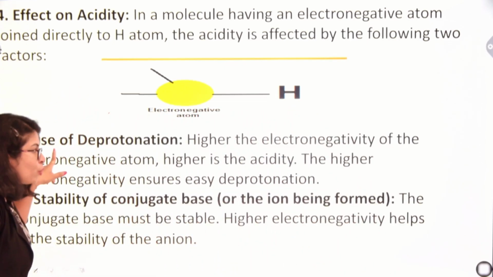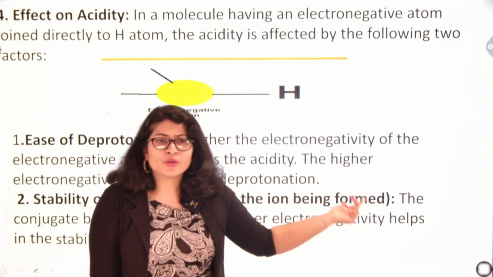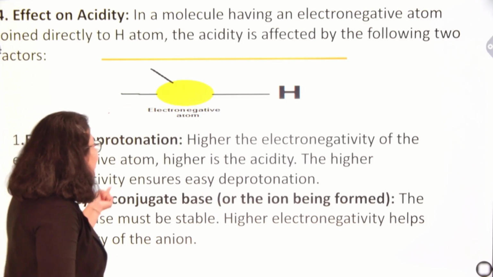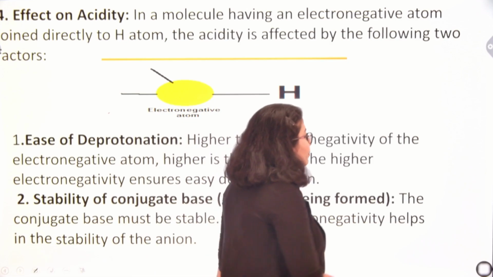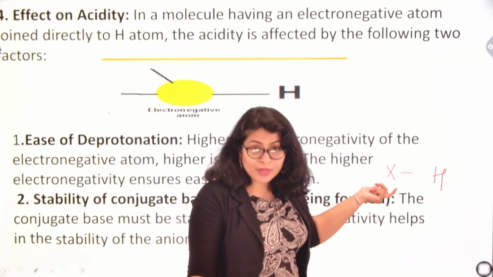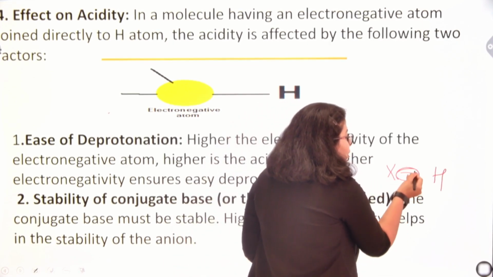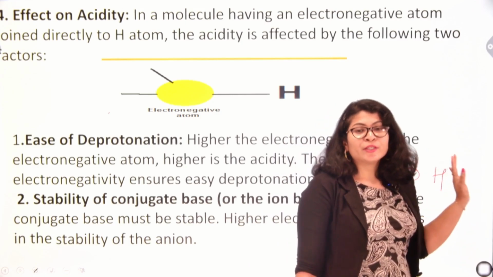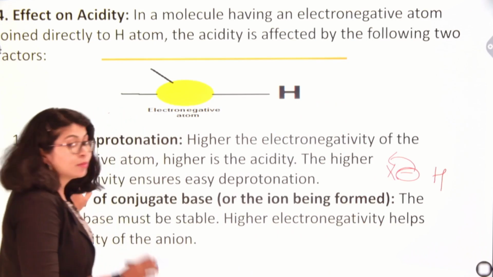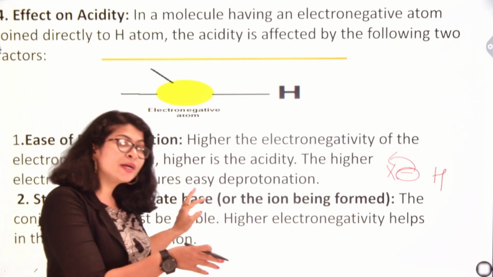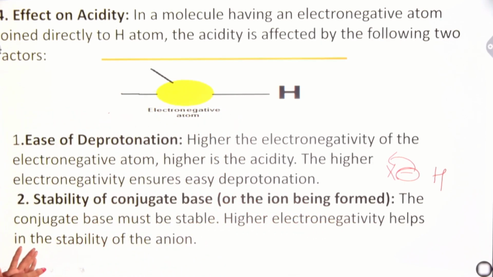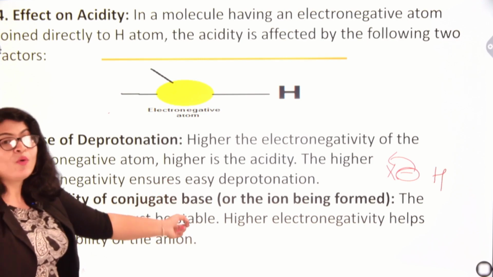One is ease of deprotonation. The higher the electronegativity of the electronegative atom, the higher the acidity. Higher electronegativity ensures easy deprotonation. Why? Suppose I have an atom attached to H. Being highly electronegative, it will pull the electron cloud towards itself, and it will make the H+ free for removal. So if the hydrogen is attached to a more electronegative atom, it is a highly acidic proton.